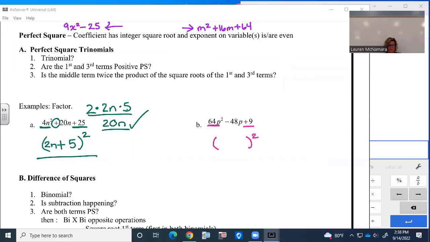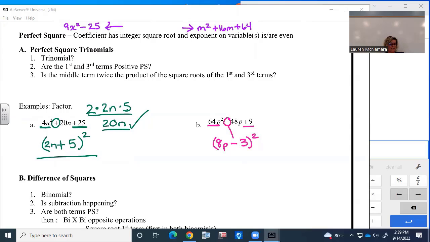My first term, 8p. My last term, 3. The sign of my binomial is whatever sign is in front of that middle term.